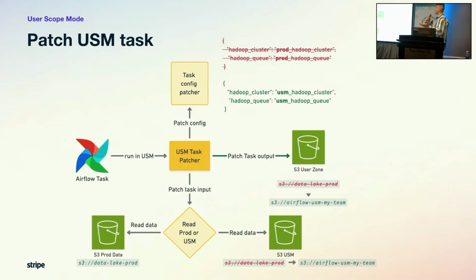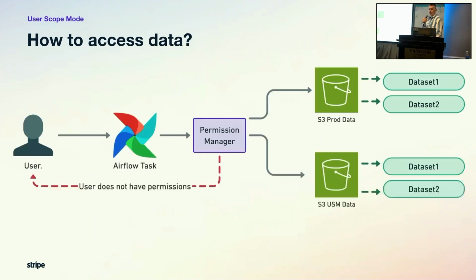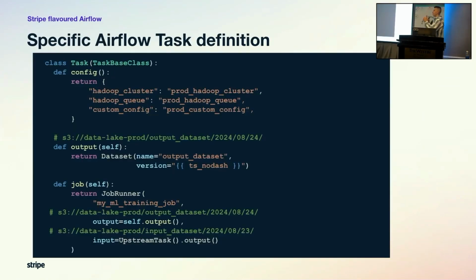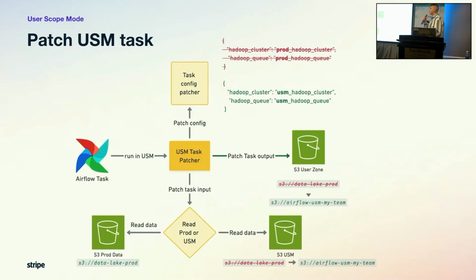As soon as the user accesses the data, right now they need to run the task, and this is the most important and interesting part of the whole USM mode. As I mentioned earlier, since our users are required to specify output and input parameters and some of the configurations, later on we are able to apply a USM task patcher to all the task definitions. So in reality what we do, we change the task output, we patch it, and instead of using production output, the user's task will start using an S3 bucket, which is tied to the USM testing environment specific to the user's team. The same applies to the input parameters.